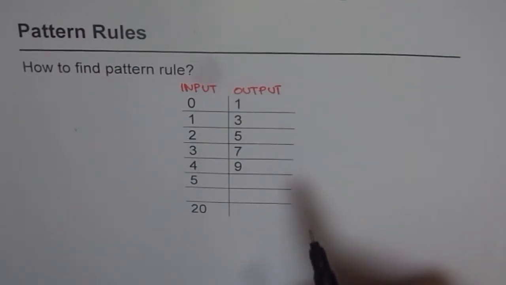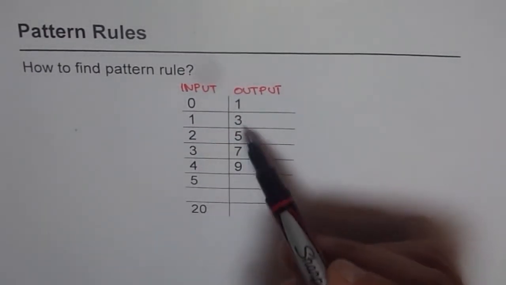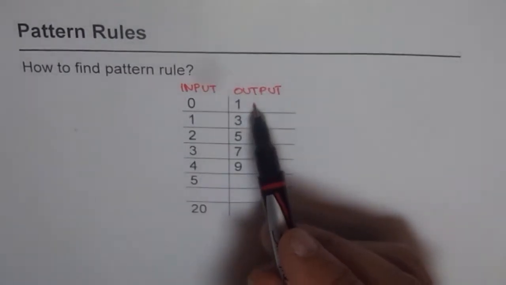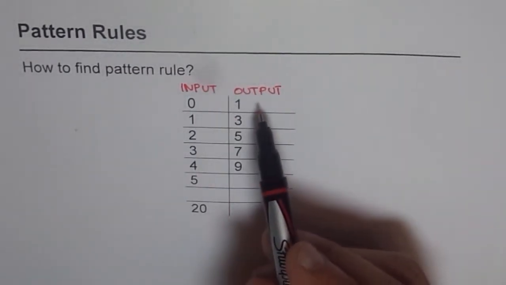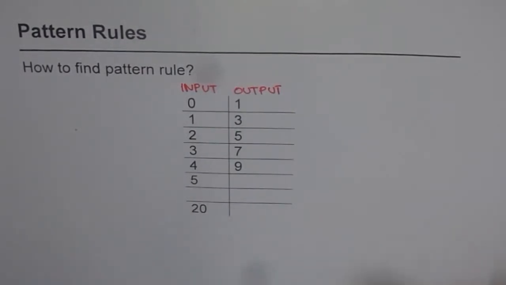Now, when we say pattern rules and how to find pattern rules, we're kind of throwing it open to you. That is, you can find any pattern rule. For example, here you can find patterns for inputs, patterns for outputs, and the patterns for how you get output from input. That means input to output. So basically in such a question, we are looking for three different patterns, right? So one is the input pattern.